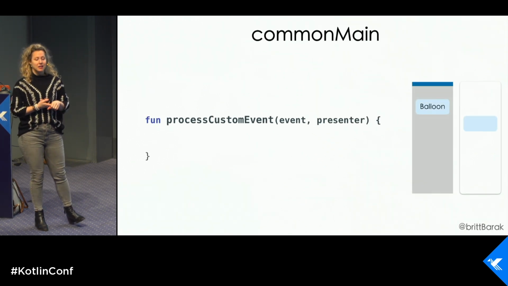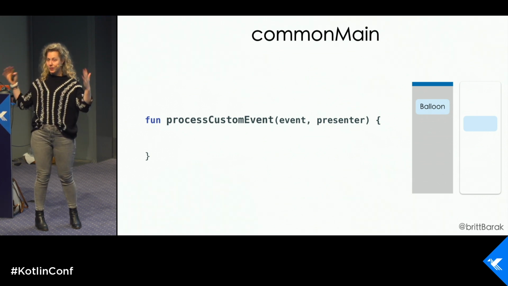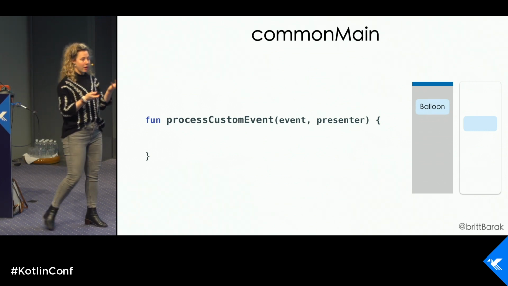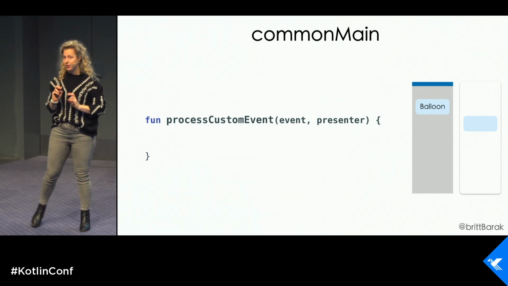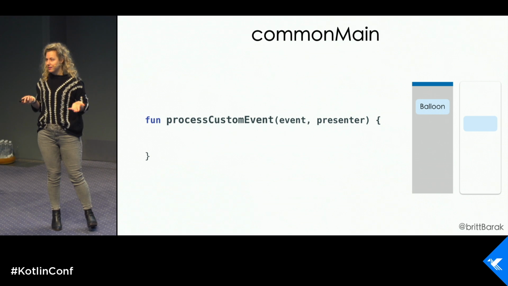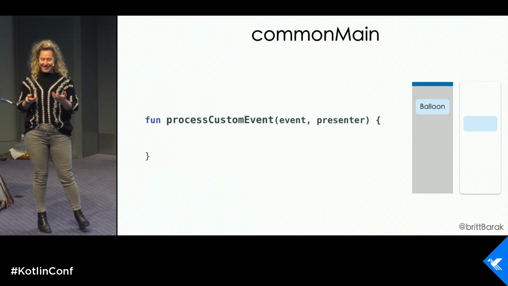So in this case, I can just go to the common main directory and implement the method there. And I can use it from the app with the target-specific code as if it was just a part of the same code base, because it is.